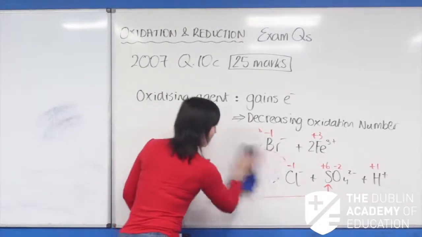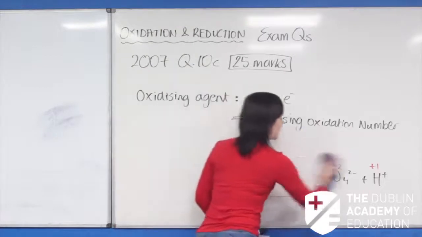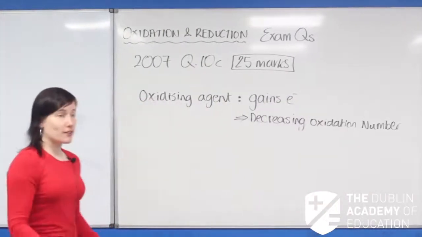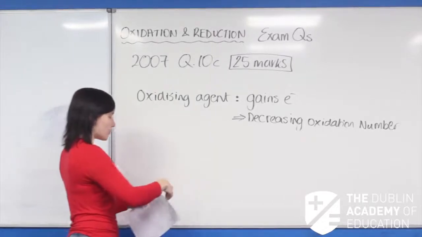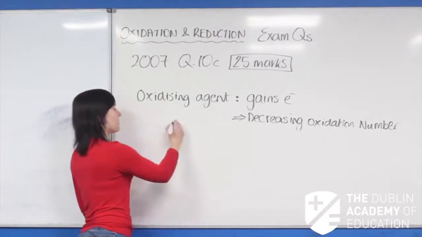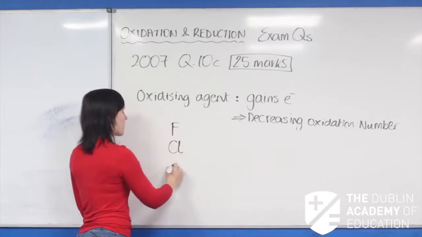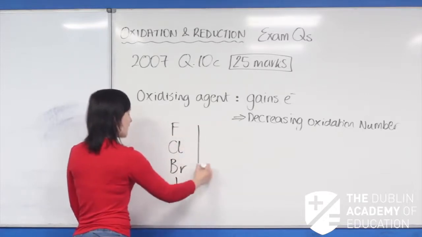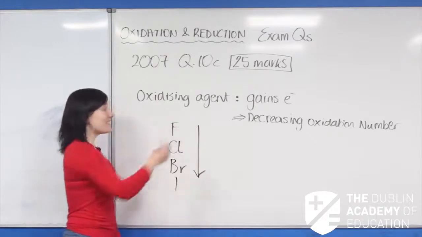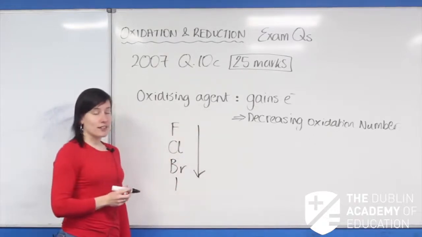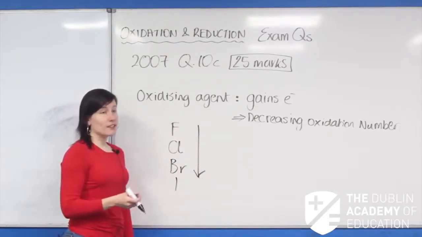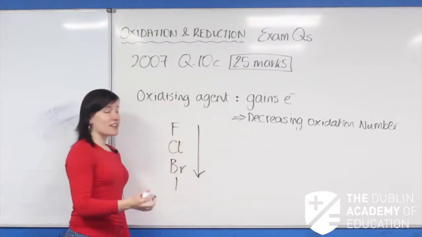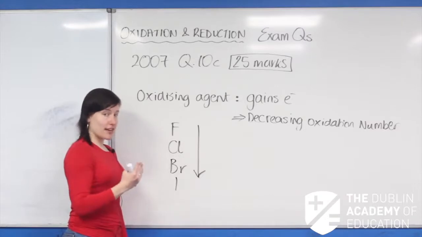Now, as we move down the halogens, they get worse and worse at doing that. So as we go down the group, we start off with fluorine at the top, then chlorine, then we have bromine, and then iodine. So as we go down, their ability to gain electrons is decreasing. That's really what this question is asking us. Why is that the case? Why, as we move down the group, are they less able to attract electrons?